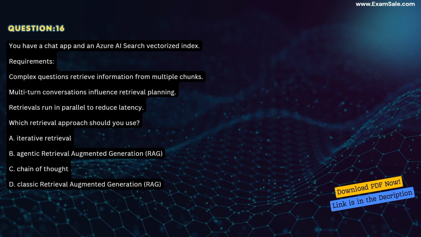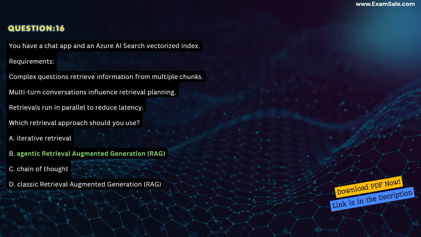Question 16. You have a chat app and an Azure AI search vectorized index. Requirements: complex questions retrieve information from multiple chunks. Multi-turn conversations influence retrieval planning. Retrievals run in parallel to reduce latency. Which retrieval approach should you use? A. Iterative retrieval. B. Agentic retrieval augmented generation RAG. C. Chain of thought. D. Classic retrieval augmented generation RAG.